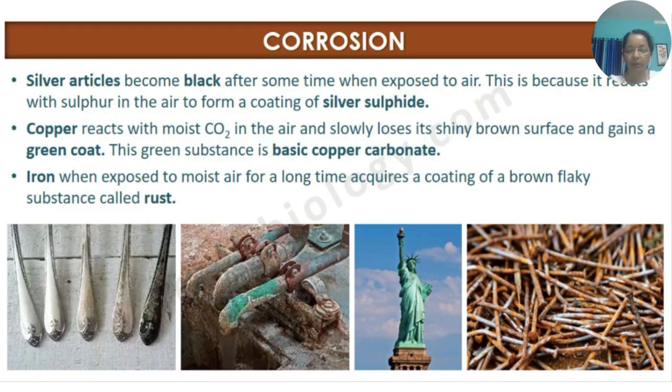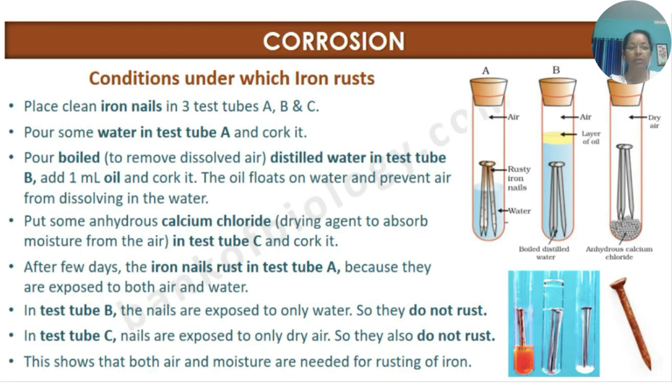Okay, so this is something to be avoided. To avoid corrosion, we have to find out what is the reason for the corrosion. For that, there is an activity given here. In the first case there is moisture, air is there. The second case there is moisture but no air. Third case there is no moisture, no air. So in both the cases, the iron nail is not getting rusted.